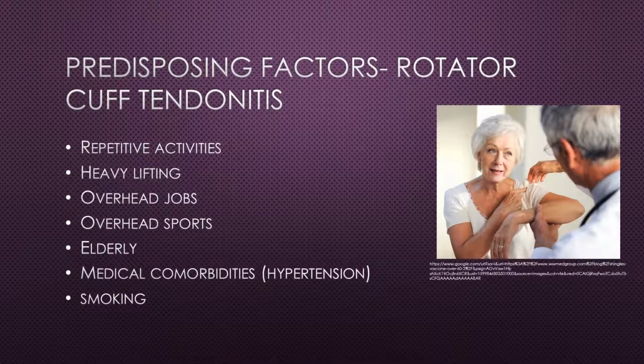Predisposing factors of rotator cuff tendonitis: repetitive activities, heavy lifting, overhead jobs, overhead sports, the elderly, medical comorbidities such as hypertension, and smoking.